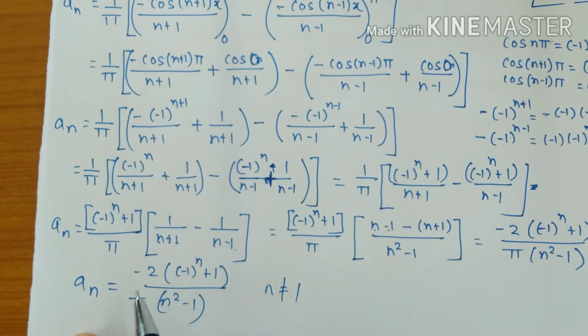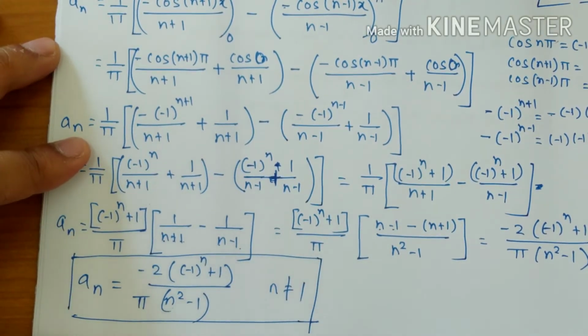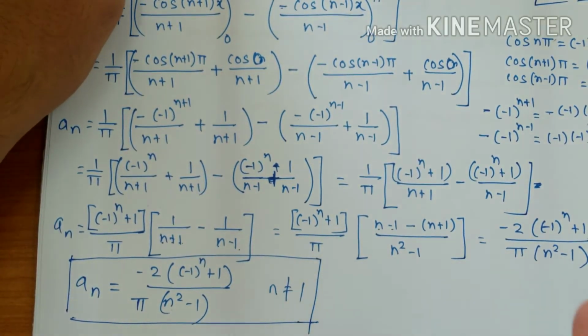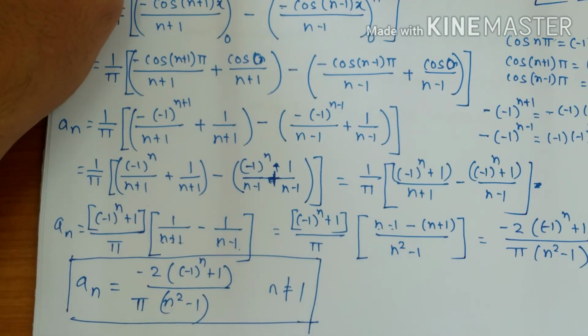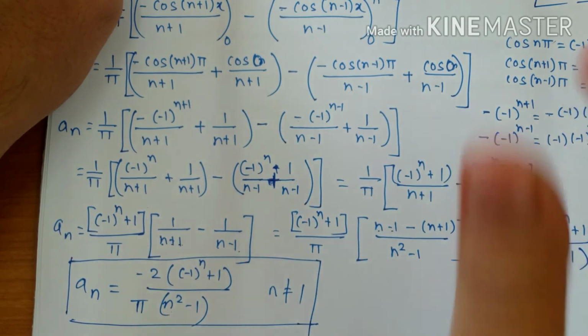So we don't get this value for n is equal to 1. So this is the value of an for n not equals to 1. Now what to do? In Fourier series expansion, we require n to run from 1 to infinity, and here I am getting the value of an for n not equals to 1. So it means we need to derive the value of a1, or in general the value of an for n is equal to 1, separately. Okay, so let's do that.